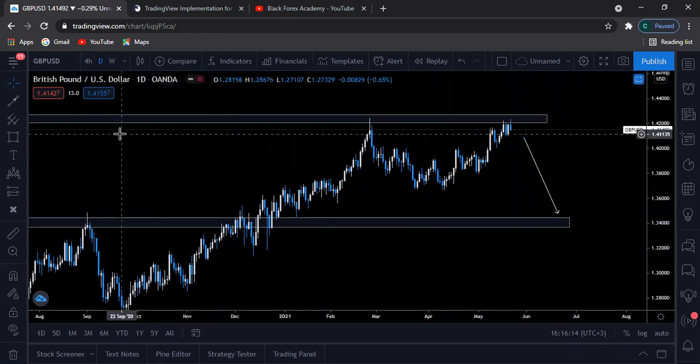So remember, we're breaking down all the pairs from the daily time frame. So this is a daily time frame. You should go into the lower time frames to look for perfect entries and all that, depending on the type of trader that you are, right?